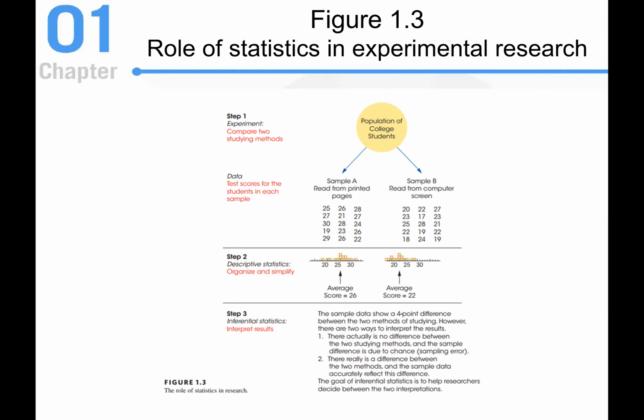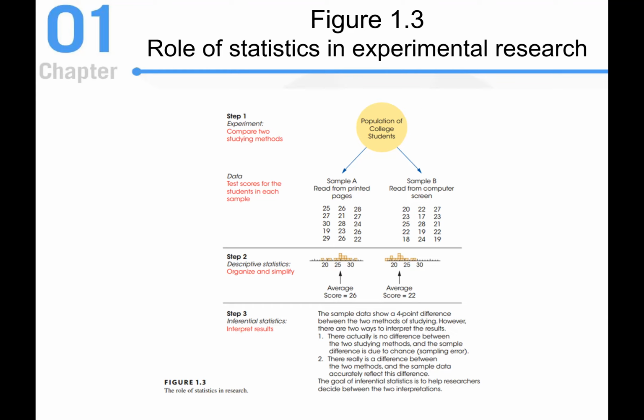And then lastly, in step 3, I could do some kind of inferential statistics, right? So I could say, hey, the sample data show that there is a 4-point difference between the 2 methods of studying, right? So the average score for those who read from printed pages is 26. The average score from those who read from a computer screen is 22, right? So there is a 4-point difference between these 2 scores.